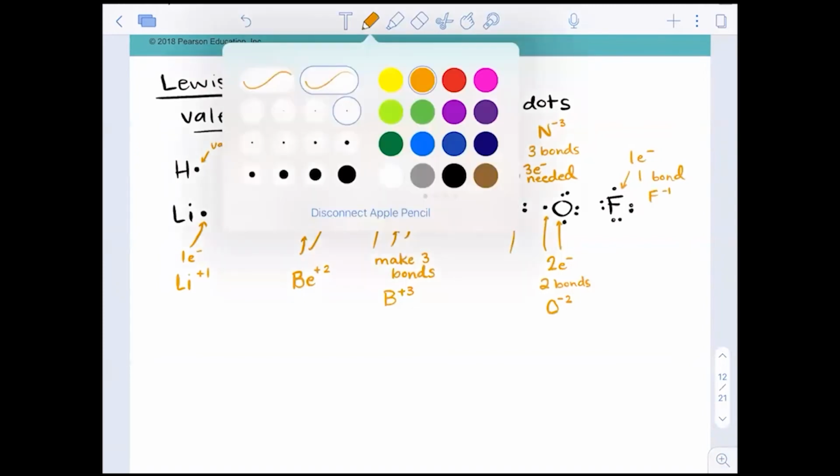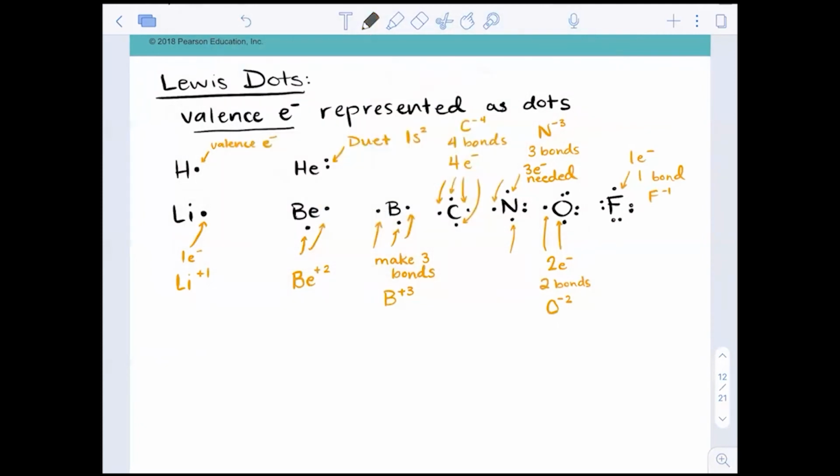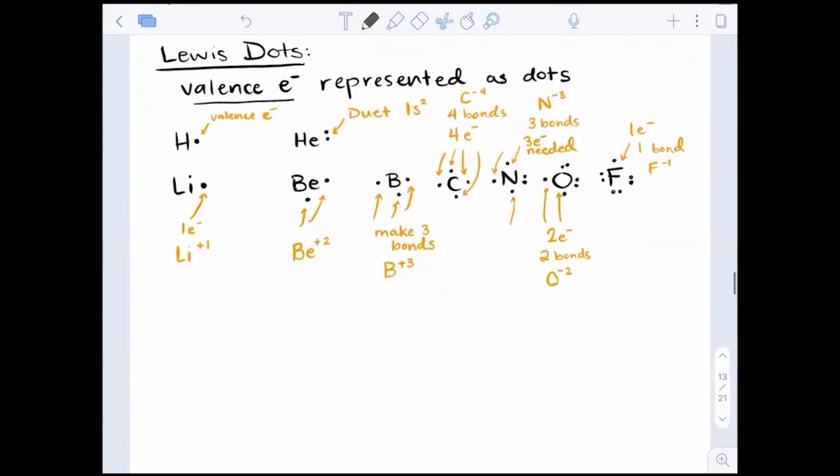What we want to be able to identify is looking at these Lewis dot atoms as a simplistic way of understanding bonding, whether it be ionic or covalent. We're going to start with some of the basic ideas. Overall, atoms will transfer or share electrons to gain an octet.